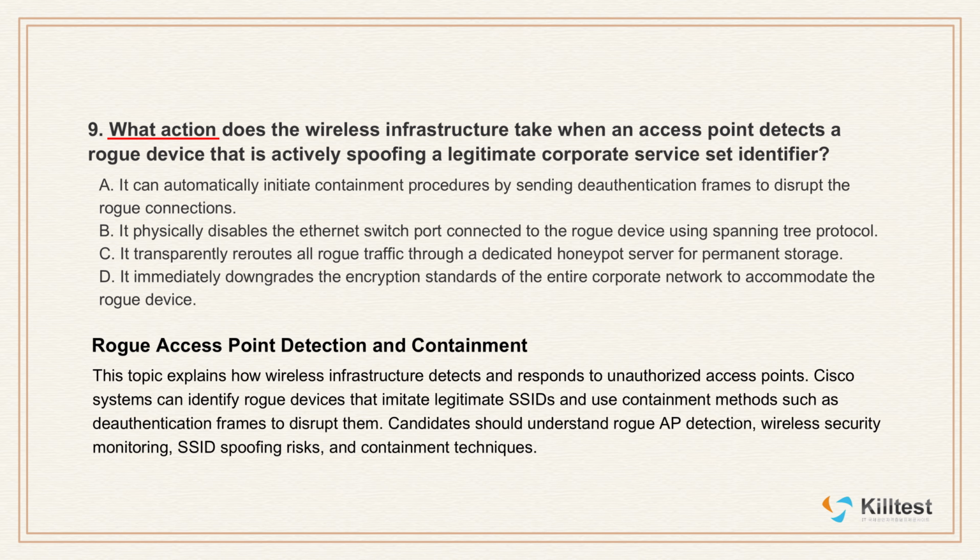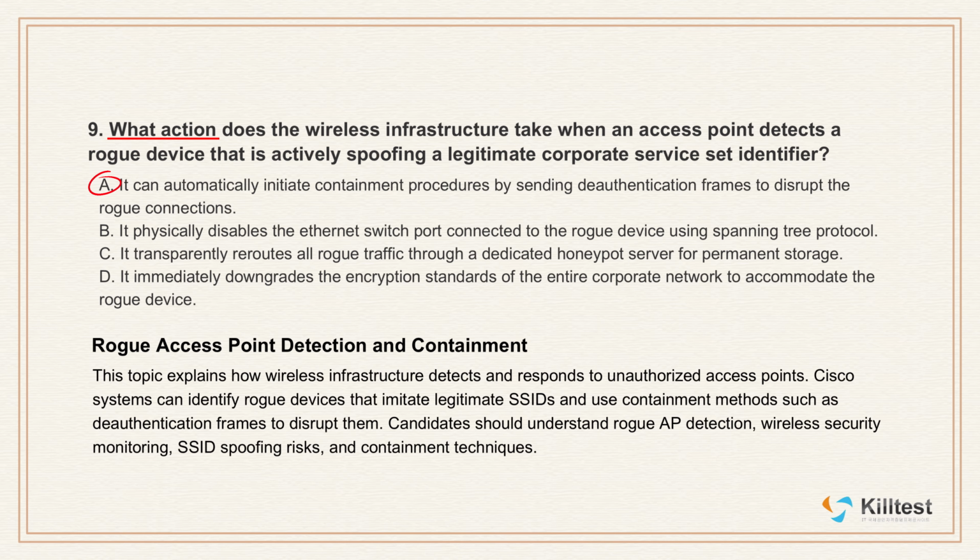Is this basically the network equivalent of an immune system actively attacking a virus to protect the user's data? That's a great way to describe it. It's an active defense. Option A is the correct answer. The infrastructure performs rogue containment by blasting out deauthentication frames. It actively disrupts the connection over the air between the user and that malicious rogue AP.